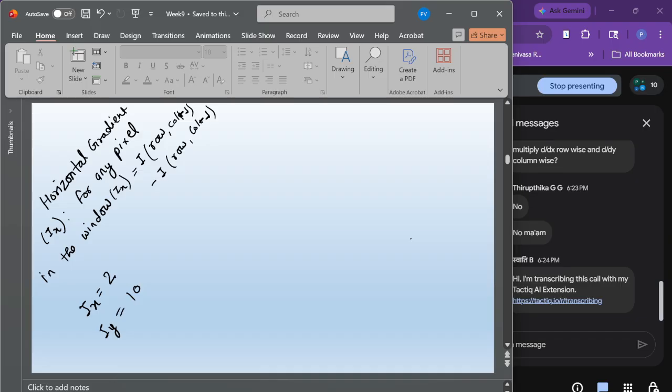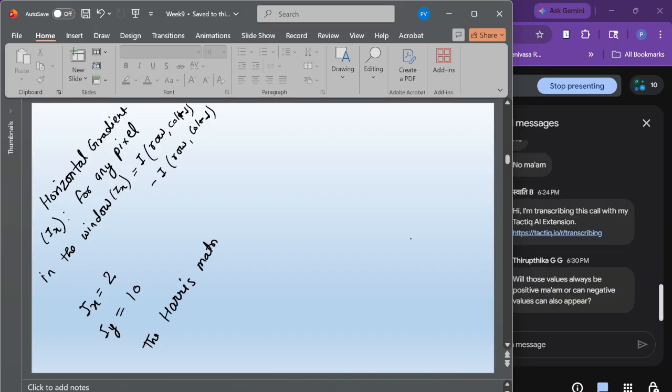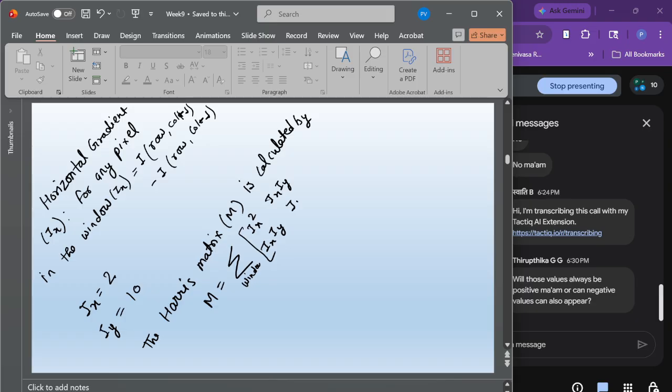So now, to calculate the Harris matrix, or second moment matrix, M is calculated by, let me write this, then I will explain. The summation of all the values in the window of Ix square, Ix Iy, Ix Iy, Iy square.